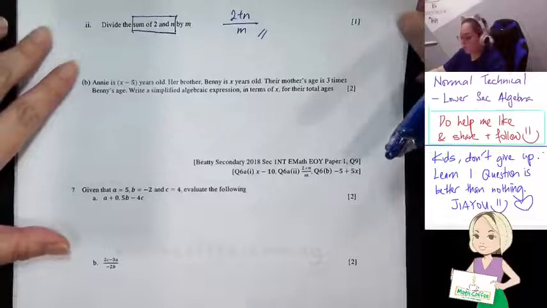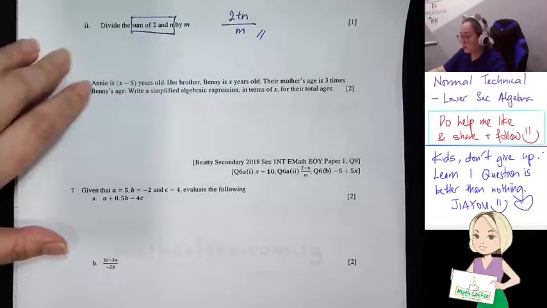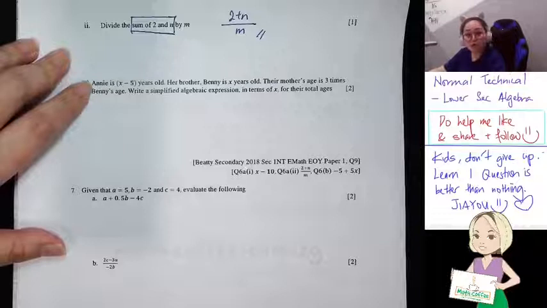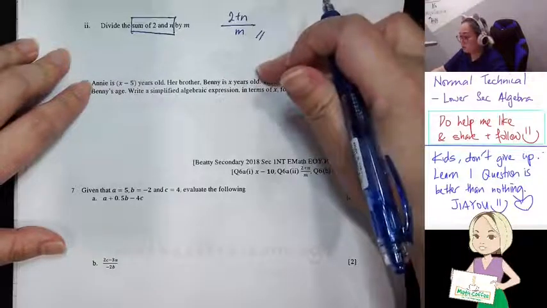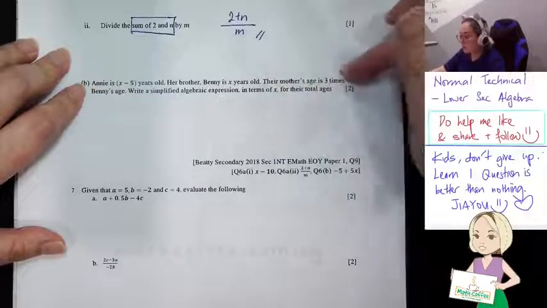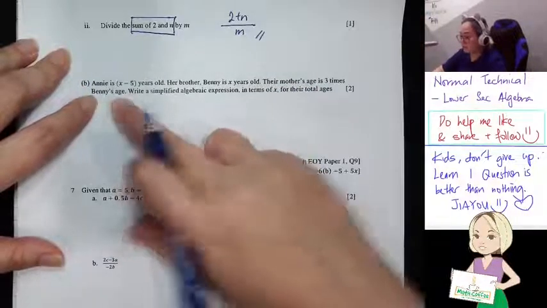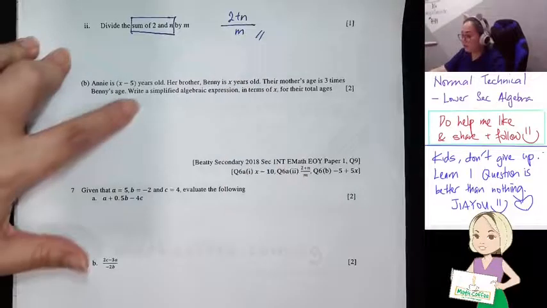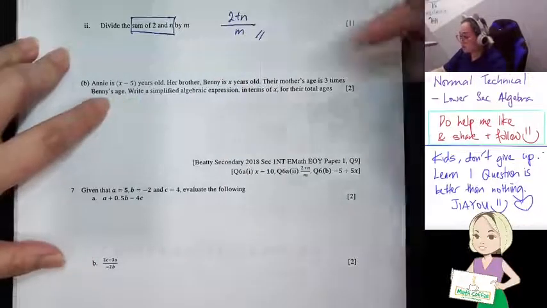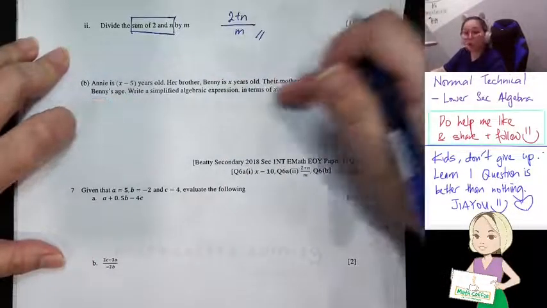Okay, let's move on. Annie is x minus 5 years old. Her brother Benny is x years old. And the mother is 3 times Benny's age, that means 3 times the brother's age. Write a simplified algebraic expression in terms of x for their total age.